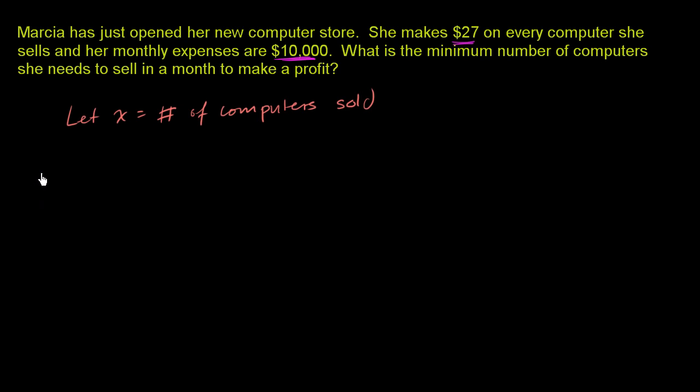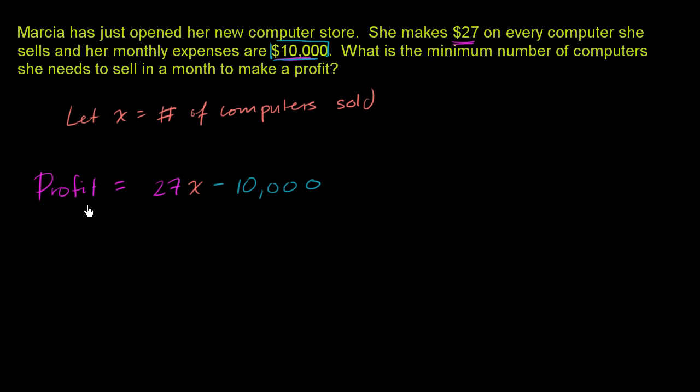So I'll write her profit. Her profit is going to be how much money she brings in from selling the computers. She makes $27 on every computer she sells, so her profit is going to be $27 times the number of computers she sells. But we're not done yet. She still has expenses of $10,000 per month, so we're going to have to subtract out the $10,000.